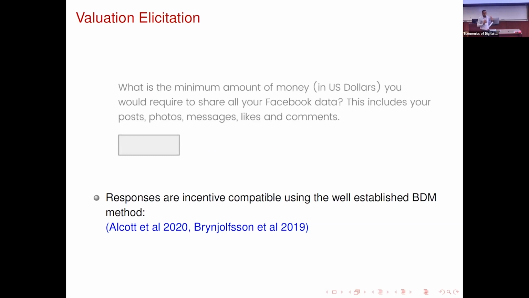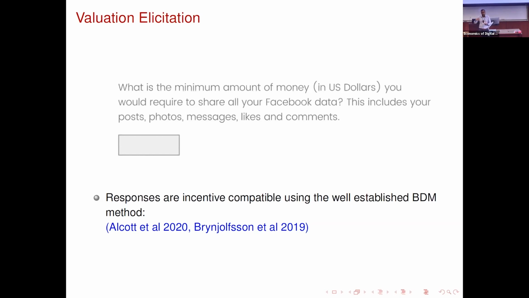So this is basically the key valuation question we ask. It uses something most of you are familiar with from the experimental literature, called the BDM approach. We basically ask people to share the minimum amount of money we would have to pay you so that you share all of your Facebook data with us.